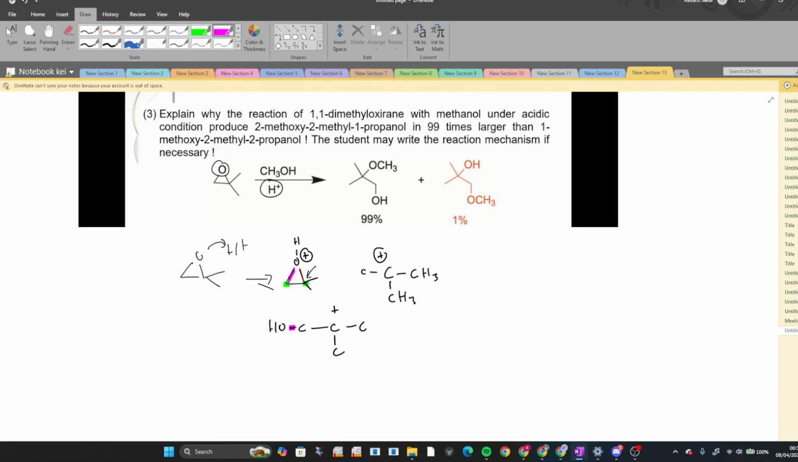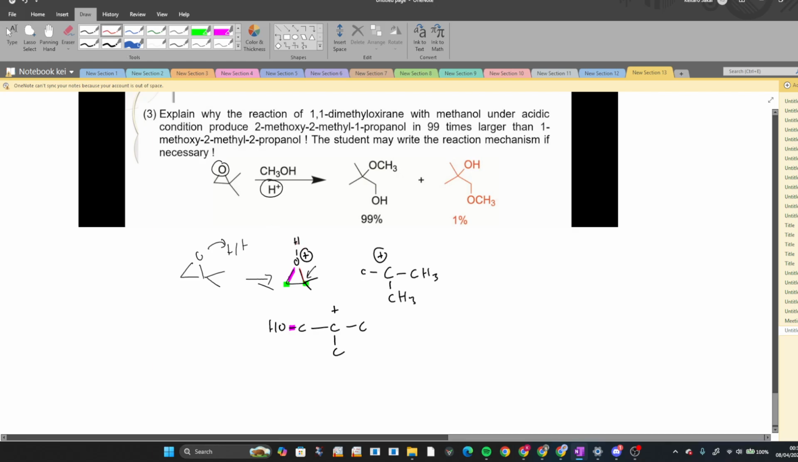And you may ask, oh, the charge was on here. How can it just jump? Yes, so charges can jump. And what this charge will do is it will actually go here, so it can create a more stable form, which is a tertiary carbocation.